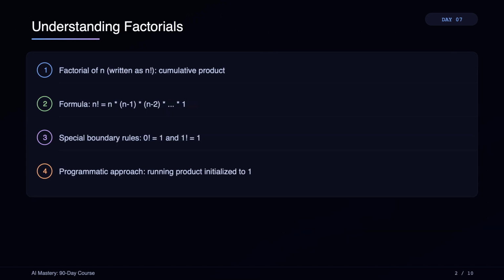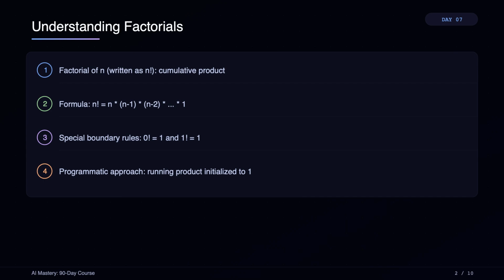In mathematics, the factorial of a non-negative integer n, written as n followed by an exclamation mark, is the product of all positive integers less than or equal to n. For example, 5 factorial equals 5 times 4 times 3 times 2 times 1, which evaluates to 120. By definition, the factorial of 0 and 1 is always equal to 1.